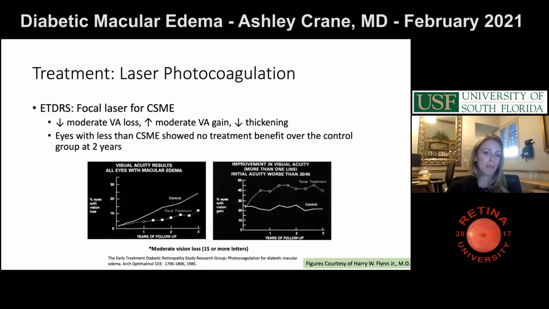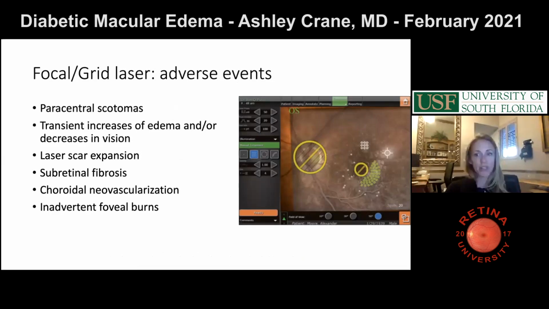Adverse events may include paracentral scotomas, transient increases in edema or decreases in vision. I think that's really important for us to know, because it's the same in PRP, and we want the patients to really come back. Laser scar expansion: when you put in any laser spot, a few weeks later, it's going to be larger.